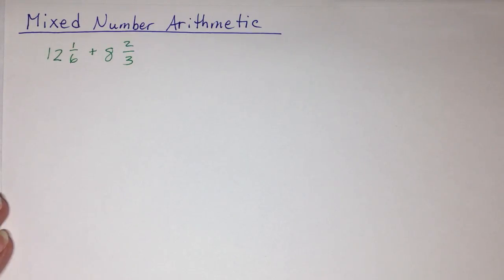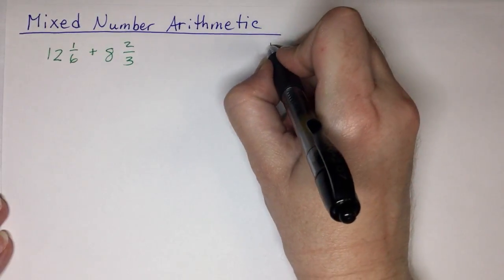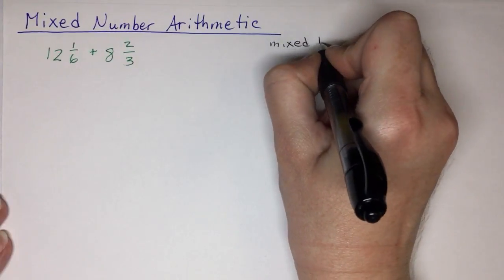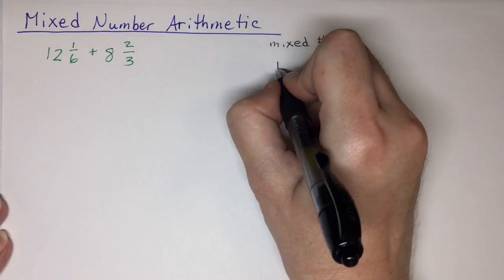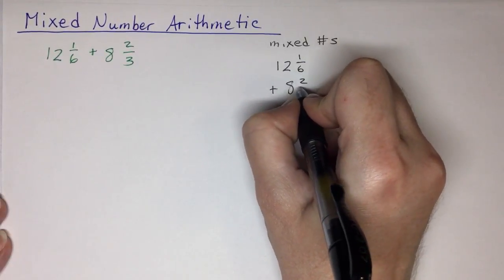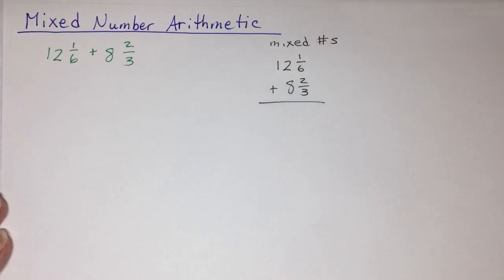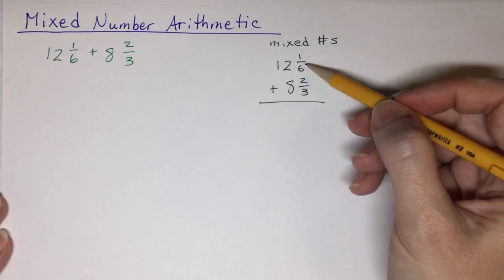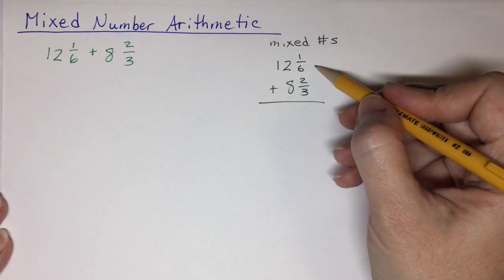There are two different ways we can do addition and subtraction with mixed numbers. One is we can work with the mixed numbers. So 12 and a sixth plus 8 and 2/3. In order to add two fractions, I need the same denominator.